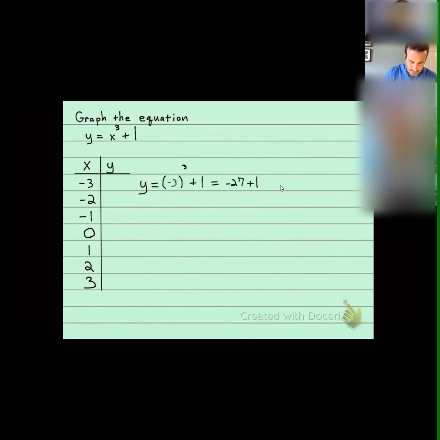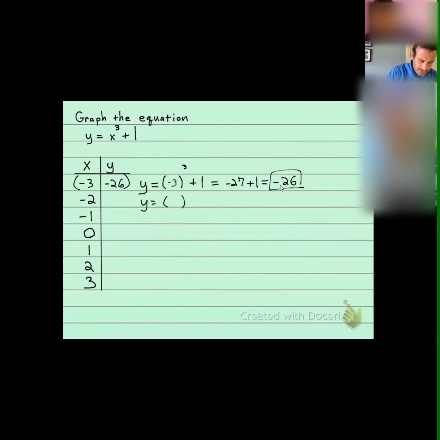-27 plus 1. Okay, when you put in a -27 in your calculator, do you use this minus to make it -27? Or this one? Right, you have to use this one down there. So -27 plus 1, -26. Is that right? Yes, sir. All right. So my first ordered pair is -3, -26. That's going to be hard to graph. Let's do the next one.